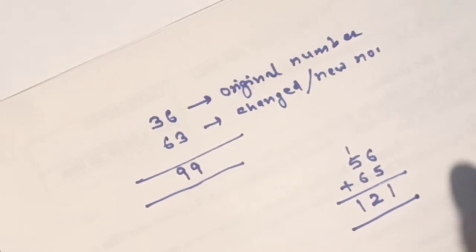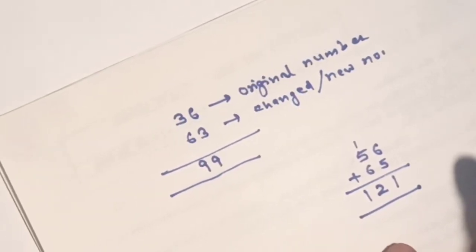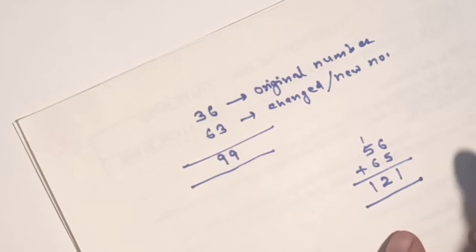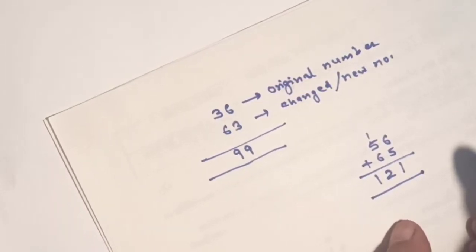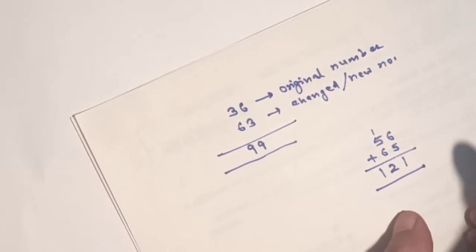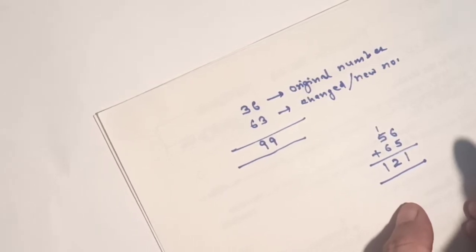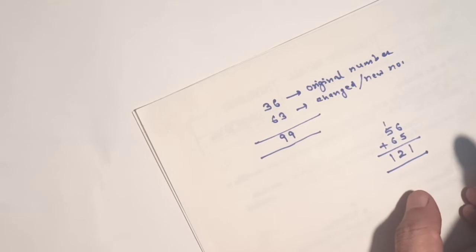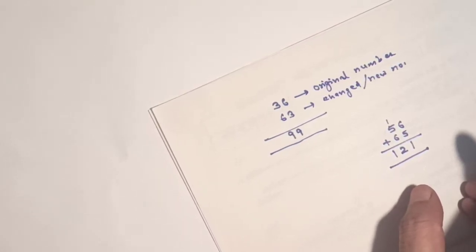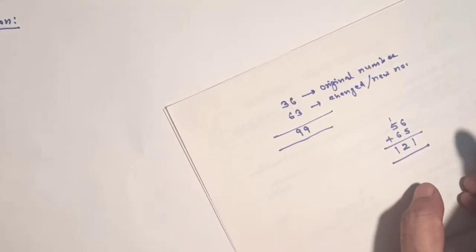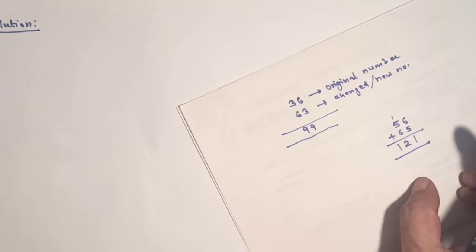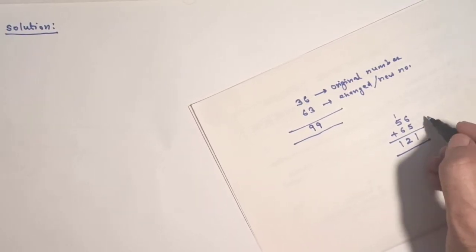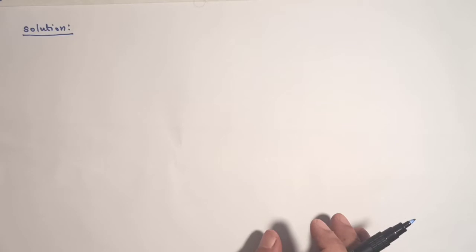So they may ask you a question, then find the numbers, 2-digit number, such that sum of this 2-digit number and the number obtained by interchanging the digits is 121, and the digit at unit place is 1 more than the digit at tens place. Find the numbers. The number here will be 56.